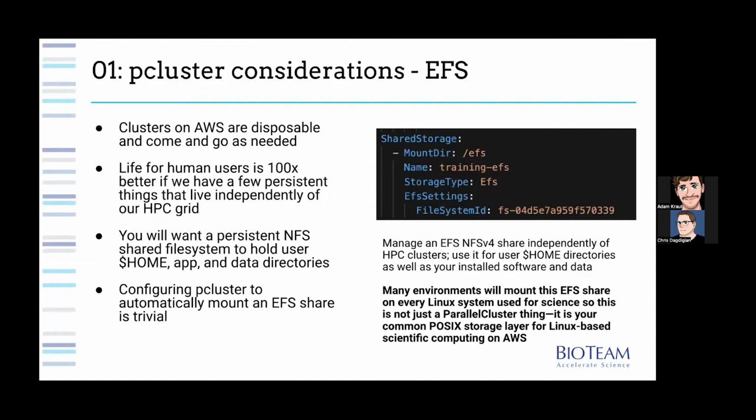My particular pet peeve is that a lot of cloud marketing talks about auto-scaling HPC as completely disposable. You throw it away when you're done. But in the real world, my users are humans. They're not automated workflow engines. There's a value in having some things that persist and stick around. And the number one persistent thing that we always recommend in this context is having a persistent POSIX storage layer.